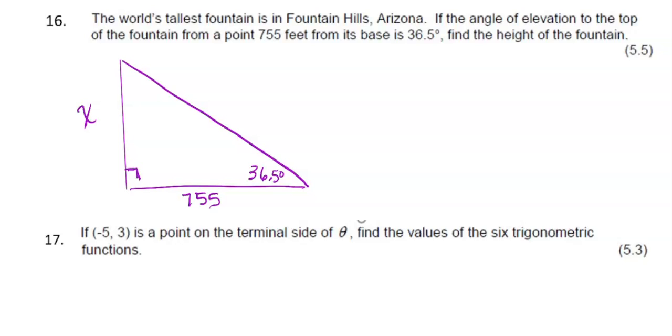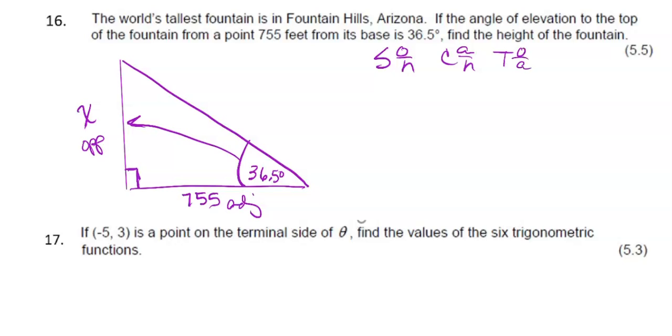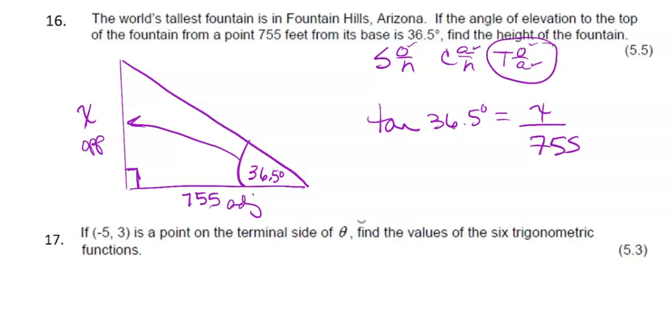So what I say to myself is, okay, from this angle's perspective, I need the opposite, and I have the adjacent. So I have SOHCAHTOA at my disposal. So let's do that again. I need the opposite, so here's opposite and here's opposite, and I have the adjacent. Tan is my bingo. So the tan of 36.5 degrees equals x over 755.